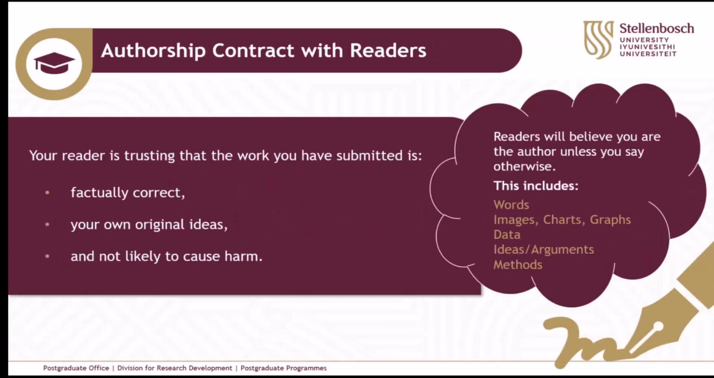So when we're writing, we also have an authorship contract with readers. And what this contract says is that the work that we've written and produced, we are putting our name to this document. We are saying that it's factually correct. It's our own original ideas unless we have cited or quoted otherwise, and it's not likely to cause harm. So readers will believe you are the author unless you say otherwise. And this includes words, images, charts, graphs, data, ideas, arguments, methods. We should know this. This is kind of basic.